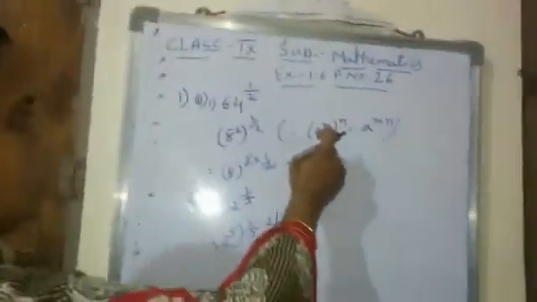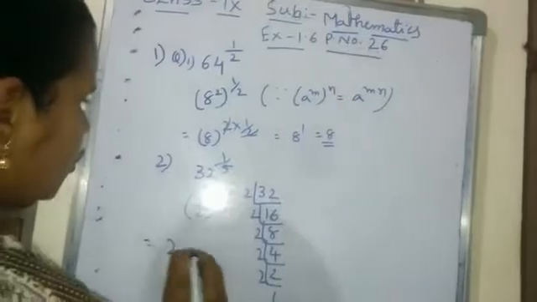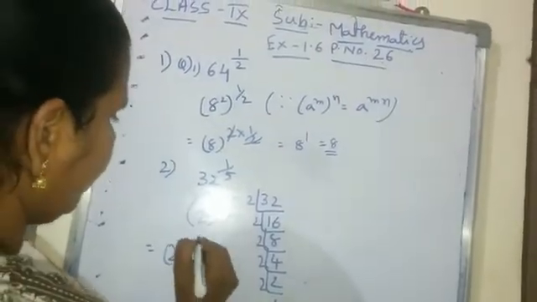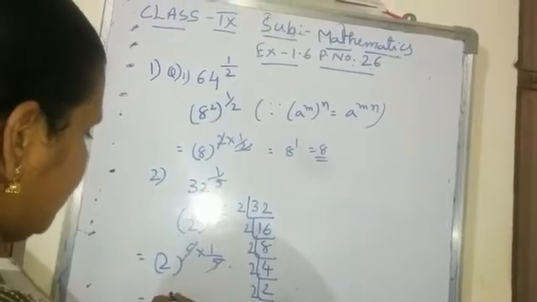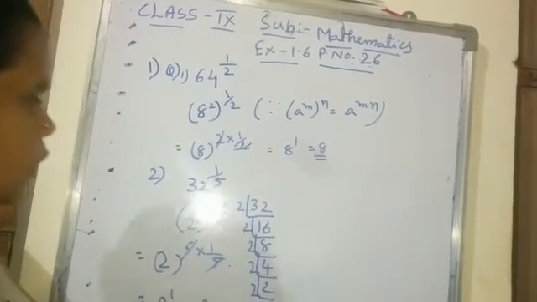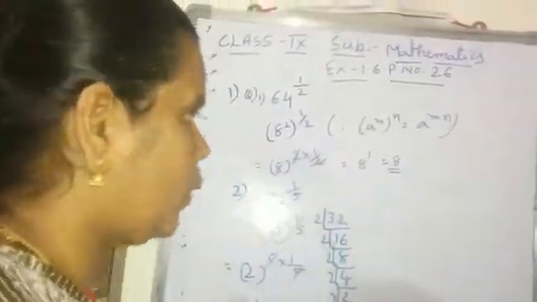Again, since the law is (a^m)^n is equal to a^(mn), so 2 to the power of 5 into 1 by 5. So 5 and 5 will be cancelled. So 2 power 1 is equal to 2. Now say children, third question is homework for you. Now second question, first one.